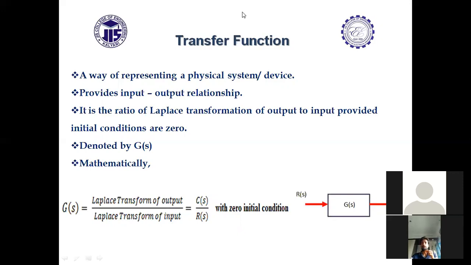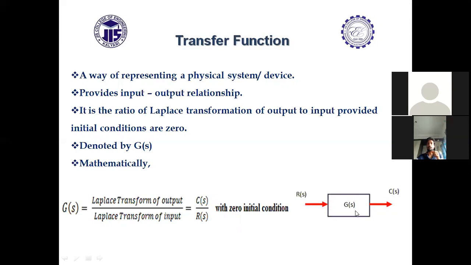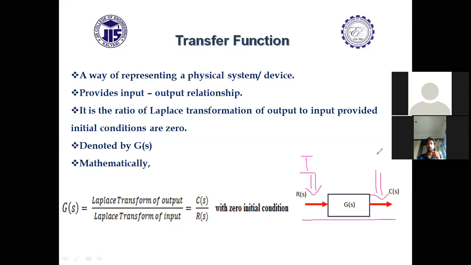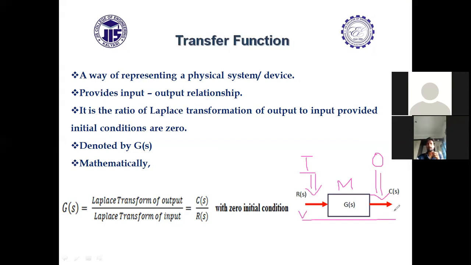If you look at this diagram, see here, this is the input and this is the output. Suppose this is a motor. For a motor, the input is electric voltage and the output is its torque or speed, whatever.